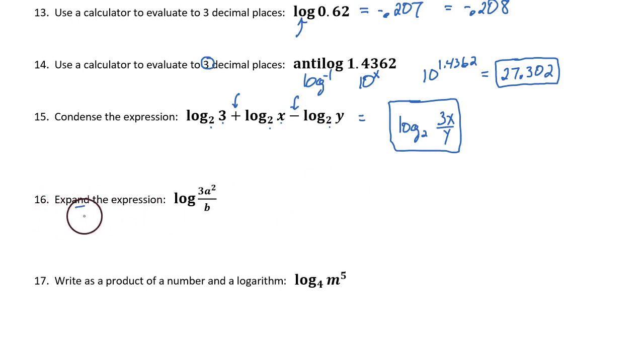Let's expand the expression. So we have log of the 3, then plus log of the a squared, then minus log of the b. That timesing right there, when you expand, converts into a plus sign. This division right here, when you expand, converts into a subtraction.